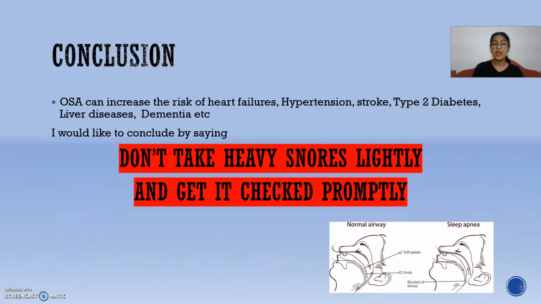In conclusion, OSA can increase the risk of heart failure, hypertension, stroke, diabetes, liver diseases. So don't take heavy snores lightly and get it checked promptly.